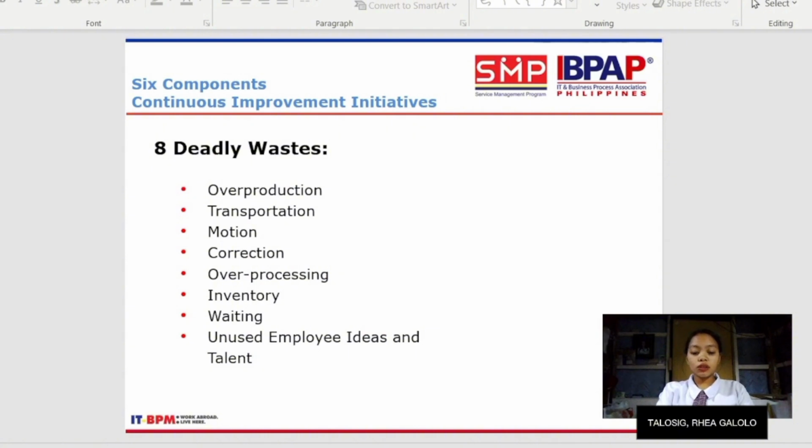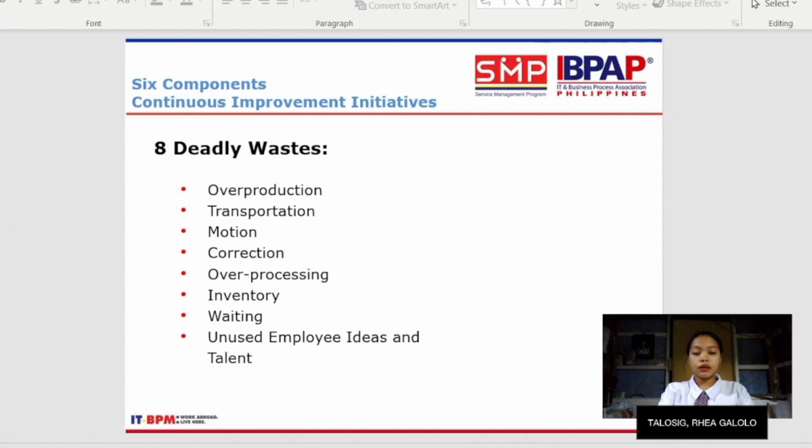The solution is to establish a reasonable workflow for the benefit of the customer. Next, transportation. Too much transportation tends to increase costs, waste time, and raise the likelihood of production damage. This waste can be caused by misaligned process flow, poor plant or office layout, and so on.